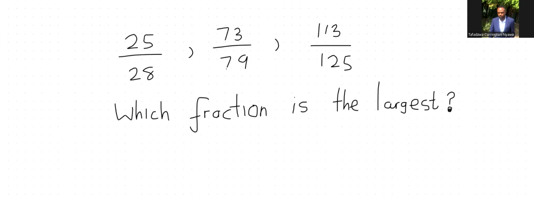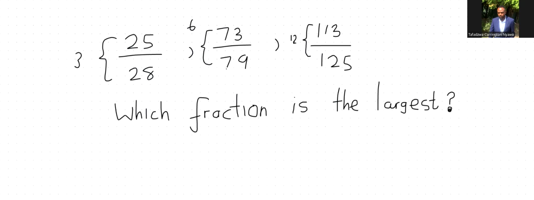So look at this one, 25 and 28. What is the difference between the numerator and the denominator? It is 3, right? If you say 28 minus 25, you get 3. Then the difference between 73 and 79 happens to be 6. And here, the difference between 113 and 125 is 12. So you see, I started by looking at the differences between the numerator and the denominator. That's the first thing that I do.